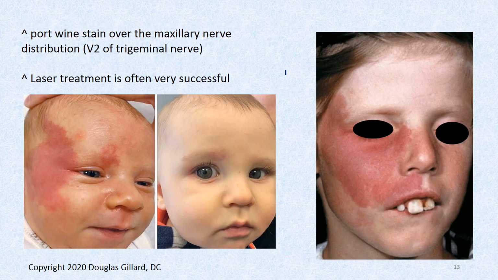All right, here are some little babies. The treatment, by the way, is a laser treatment that is very successful for these. This is a port wine stain in V1 and V2 in this little one. And this one is up in V1 and V2, mostly in V2. Notice how the other side of the face isn't really affected. And really a dramatic result here after laser therapy.